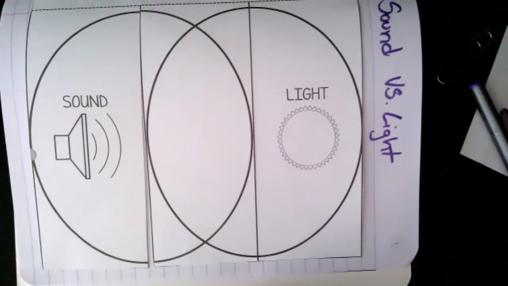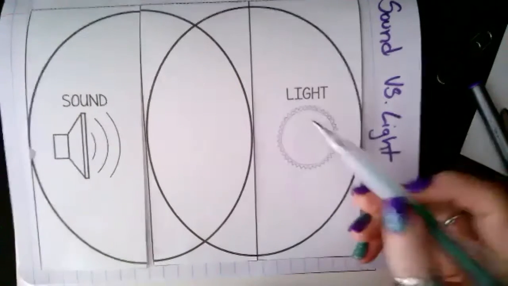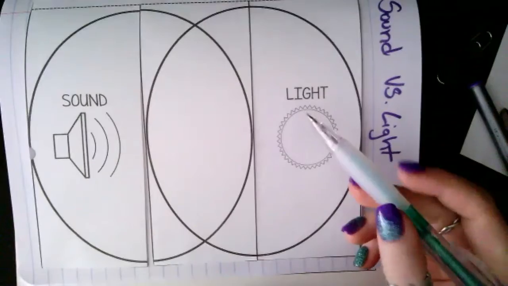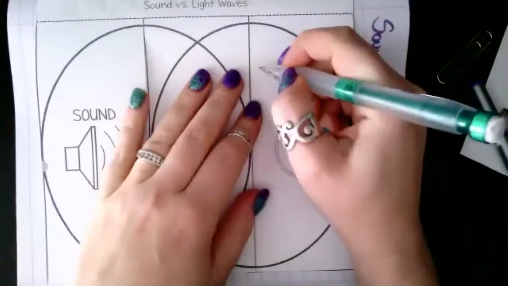All right, sound versus light. And then what we're going to do is we're actually going to talk about some of the similarities here because there's really only 3 similarities between the 2, okay? Light is, of course, an EM wave. That's what we talked about yesterday.